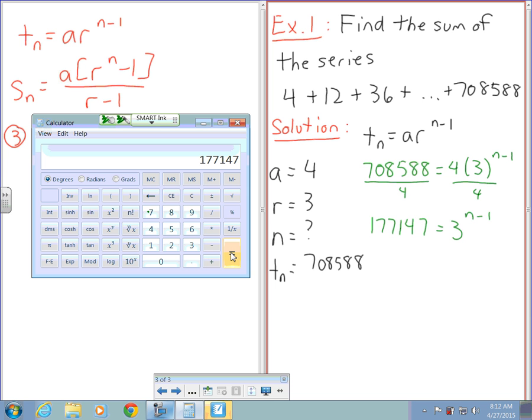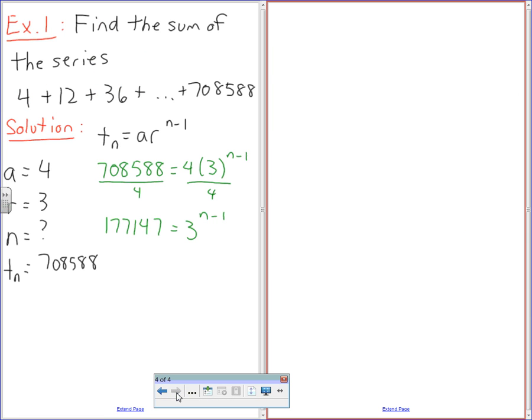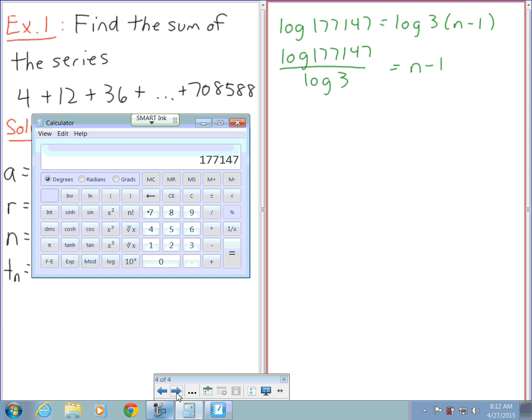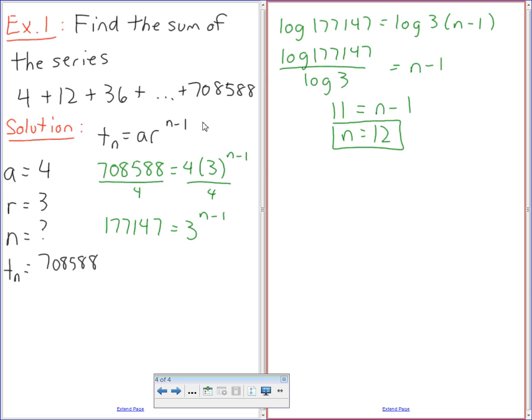Okay, great. Now I'm going to log everything. I'm going to go to the new page here. So I'm going to say log of 177 147 equals log of 3 to the n minus 1. Log of 177 147 over log of 3 equals n minus 1. Go back to my trusty dusty calculator, and do log of that. There we go. Divided by 3 log equals, I get 11. So that equals 12. If I'm going too quickly, raise your hand and the supply teacher will hit pause for you. All right, but that's going to be the first half.